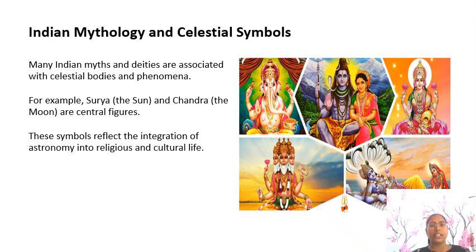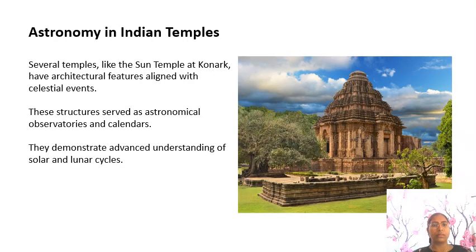Indian mythology and celestial symbols. Many Indian myths and deities are associated with celestial bodies and phenomena. For example, Surya the sun and Chandra the moon are central figures. These symbols reflect the integration of astronomy into religious and cultural life.